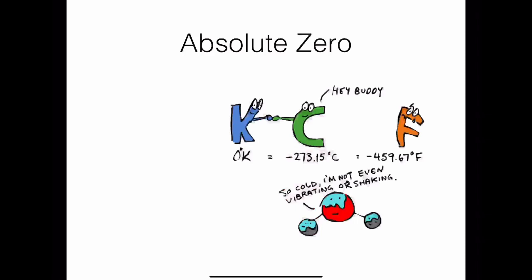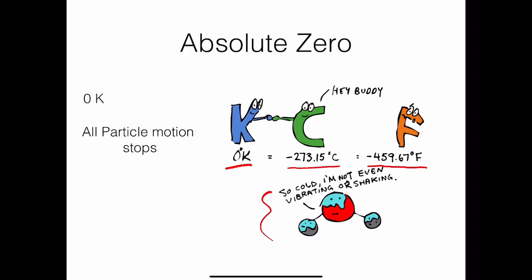So we have a little cartoon here where what's happening is we're at 0 Kelvin, which is the equivalent of negative 273.15 degrees Celsius, which is also the equivalent of negative 459.67 degrees Fahrenheit. And what we know at this temperature is that when we do have a temperature that's close to 0 Kelvin, all particle motion stops, and we can see what's happening in this cartoon right here. He's saying, so cold, I'm not even vibrating or shaking.